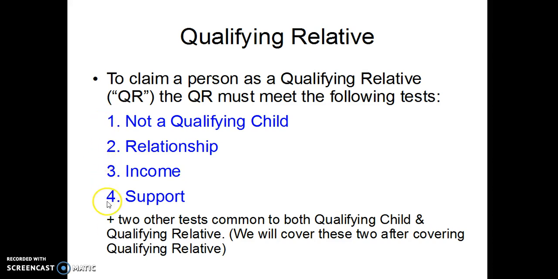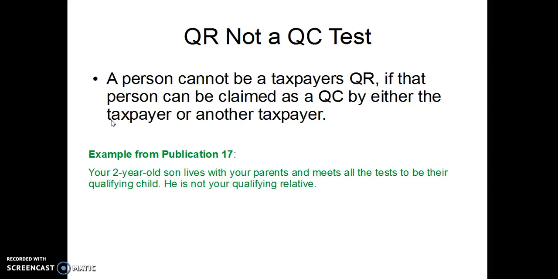So these are the four tests. Well, these are the three tests right here, 2, 3, 4, that are unique to qualifying relative. Test number one is just making sure that the person cannot be a qualifying child for someone else. So if a person can be a qualifying child of another taxpayer, they cannot be a qualifying relative.